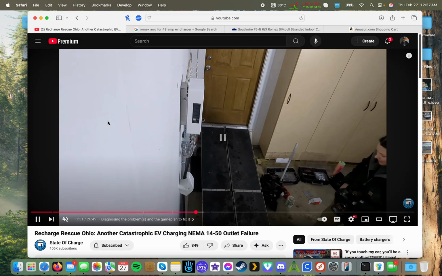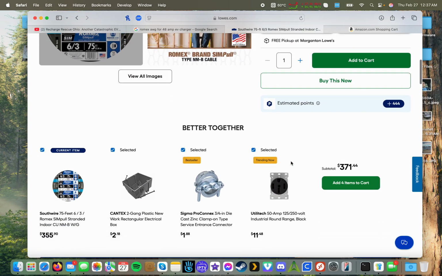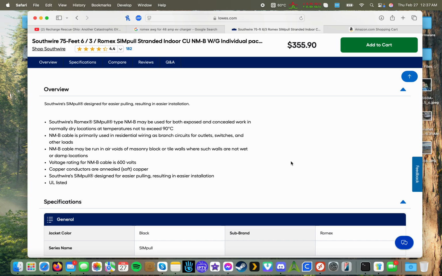So this is the wire that I use in my building. It is 75-foot, 6/3 Romex, stranded. It's probably not the best thing for the job, but at the time I think it was $250. It's gone up $100 since then. But I look for the main things. It is copper, which is very important. It's not to exceed 90 Celsius. That is the proper temperature rating for what I need.